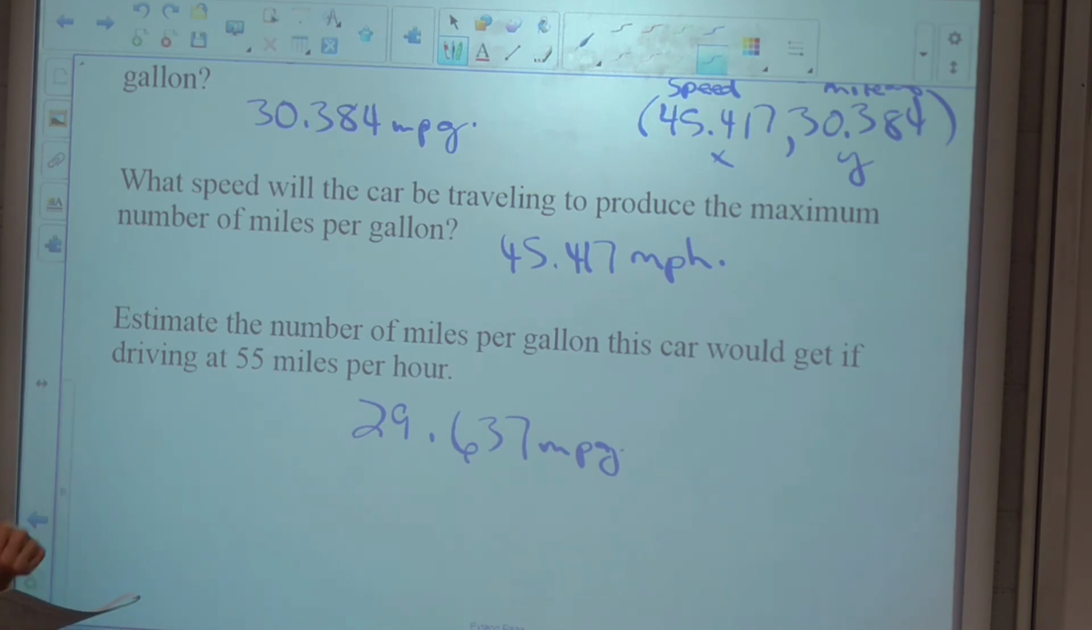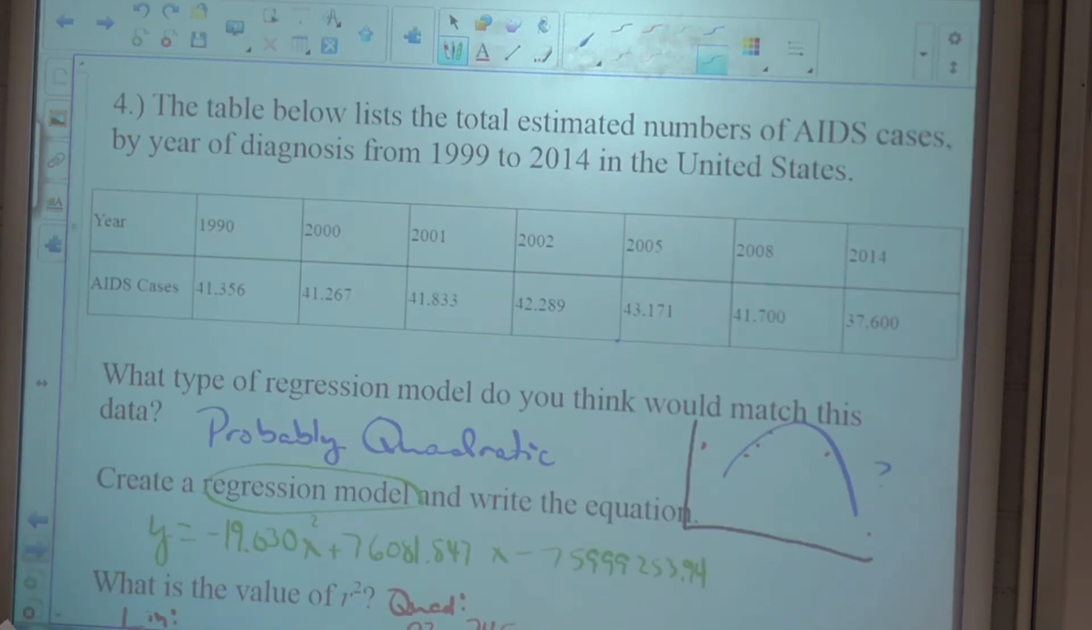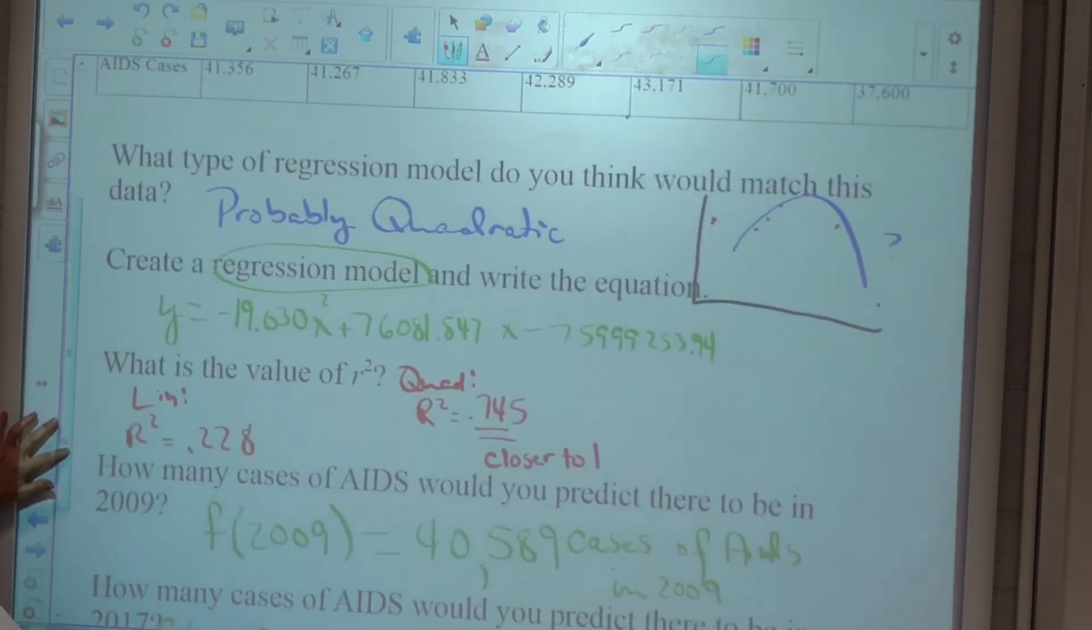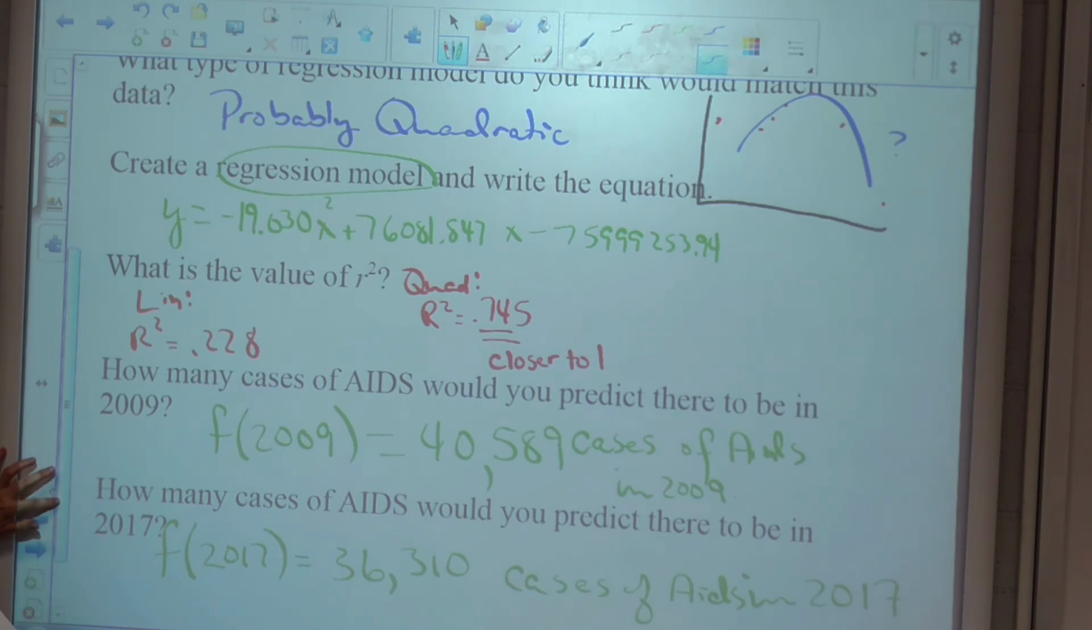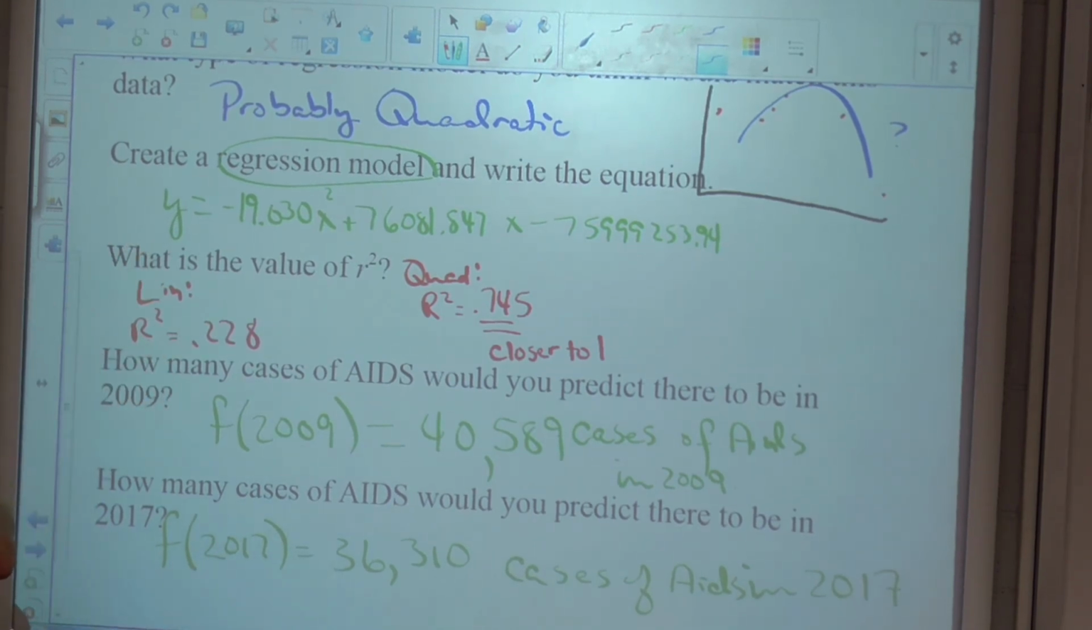Stop the video and try number 4, and I'll give you those answers. Here's the answers to number 4. This one wasn't as definite a quadratic look, but it does appear to be. I've got the regression equation, I've got our R squared values, and I've got 2 different predictions here for you. So take a look, see what you can do with those, and come to class with your questions.